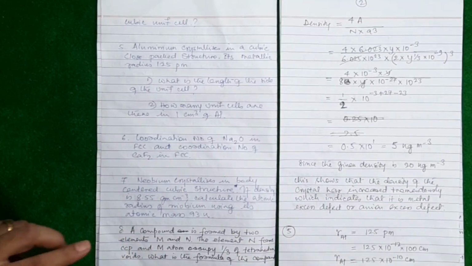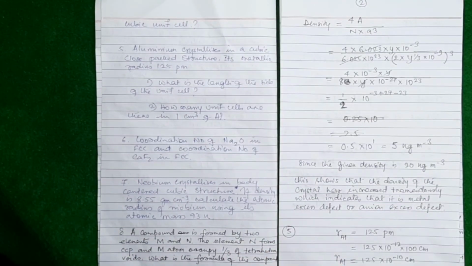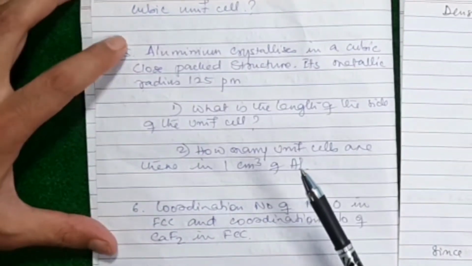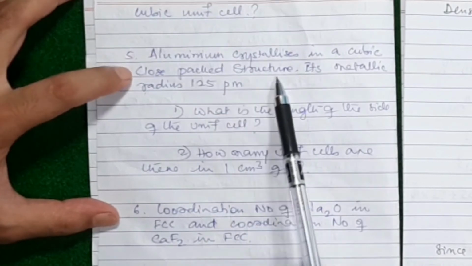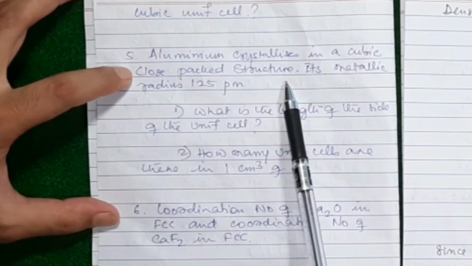Remember, all these questions are not mine, you had posted these, and these are wonderful questions, quite close to what we get in the HS exam. Number 5. Aluminium crystallizes in a cubic close packed structure. Now, what is cubic close packed?